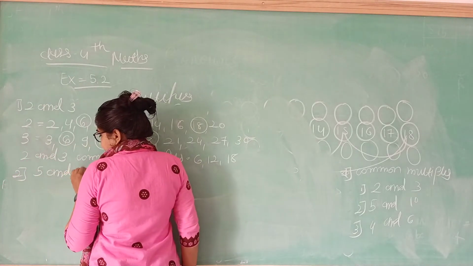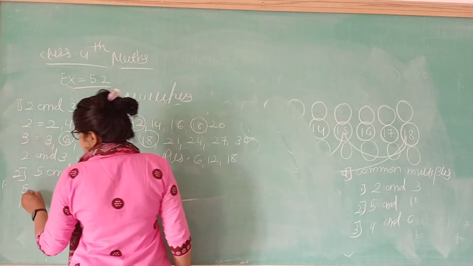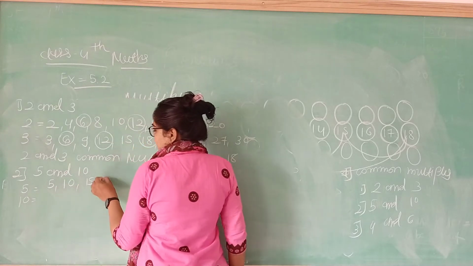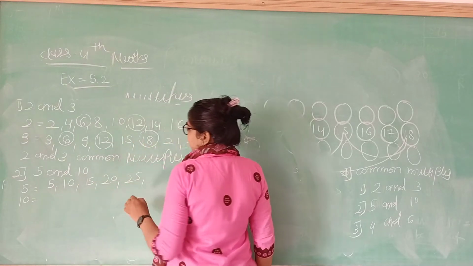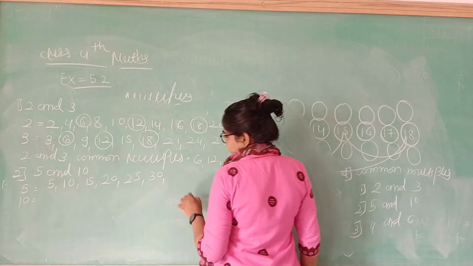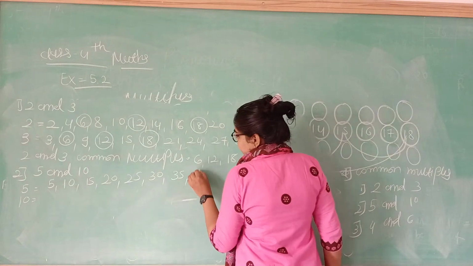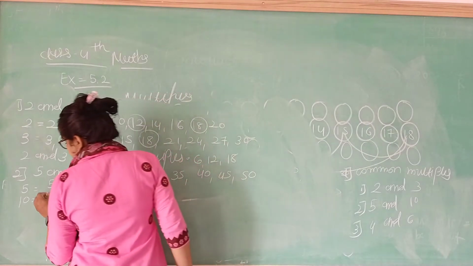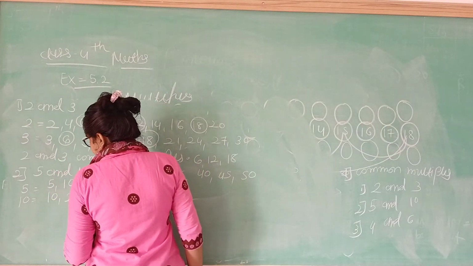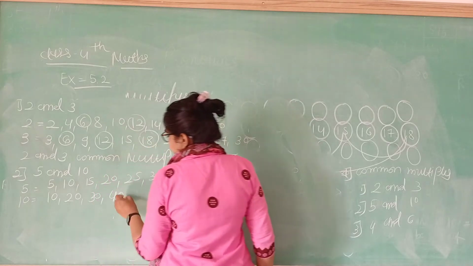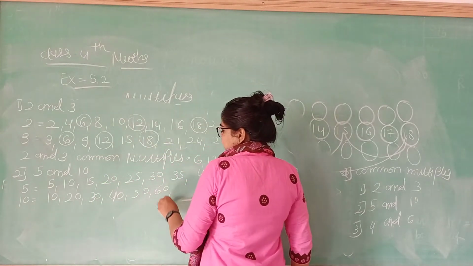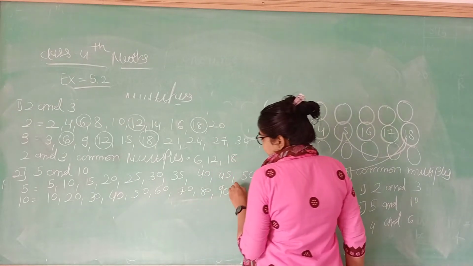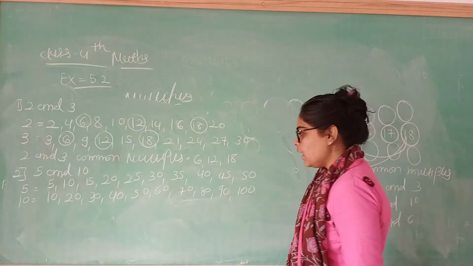5 and 10. Write down the 5 table and 10 table here. 5 ones are 5, 5 twos are 10, 5 threes are 15, 5 fours are 20, 5 fives are 25, 5 sixes are 30, 5 sevens are 35, 5 eights are 40, 5 nines are 45, and 5 tens are 50. 10 ones are 10, 10 twos are 20, 10 threes are 30, 10 fours are 40, 10 fives are 50, 10 sixes are 60, 10 sevens are 70, 10 eights are 80, 10 nines are 90, and 10 tens are 100.